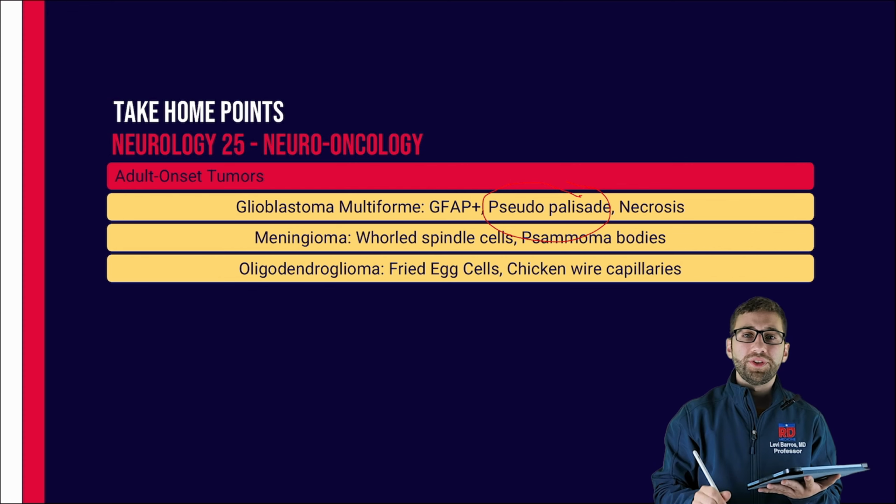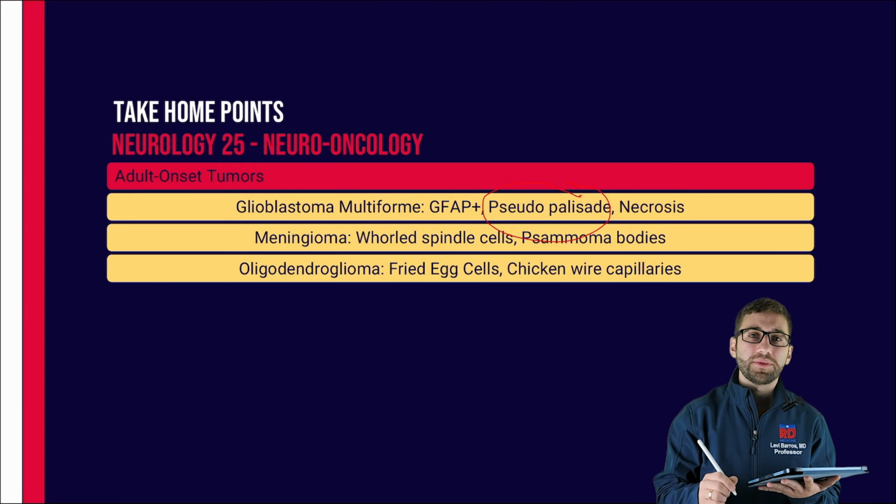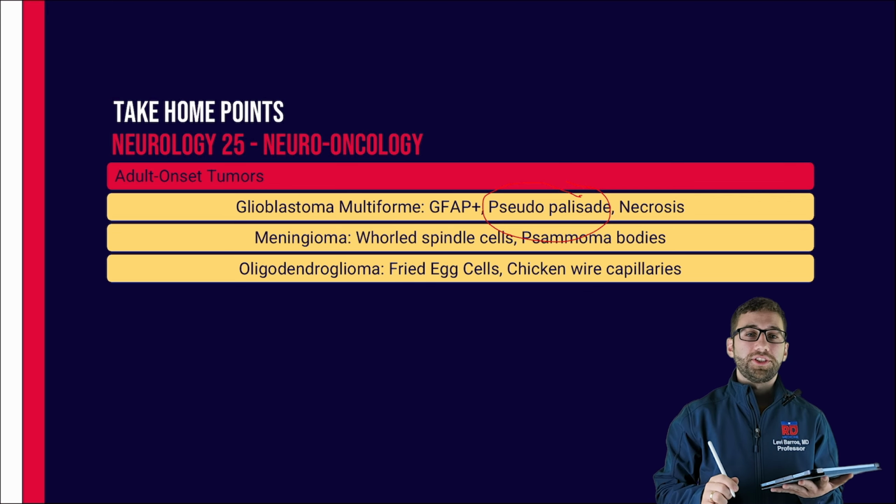Oligodendrogliomas are slow-growing tumors that often present in the frontal lobe. They are characterized by fried egg cells and chicken wire capillaries on histology. These tumors can calcify and are associated with seizures.